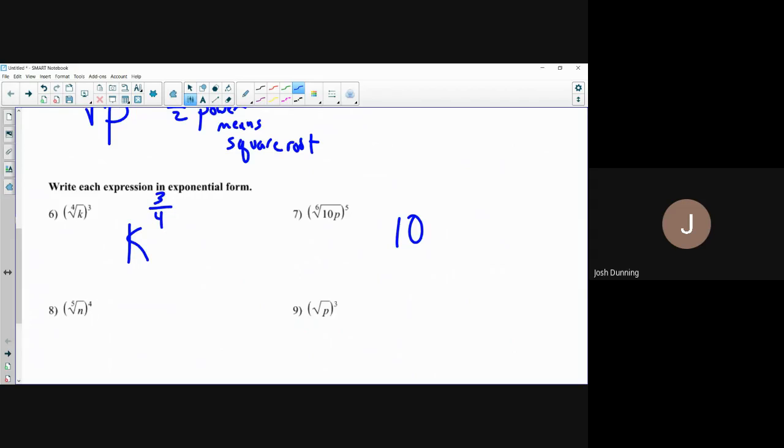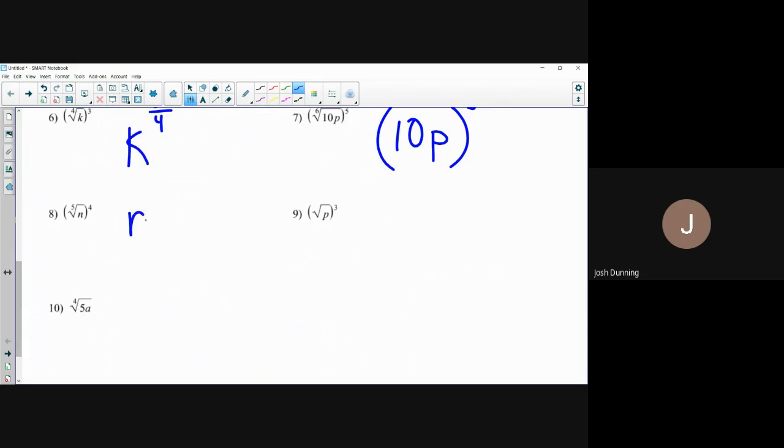On 7, that whole thing is part of the radical, so just make sure you use parentheses. It's the 6th root, so that's on the bottom, raised to the 5th power. Done. It's raised to the 4th power, so that's on top. The 5th root, so that's on bottom. Now 9, just remember, it's not written there, so it's a 2. Square root. So that's p. It's raised to the 3rd. It's a square root, so 2's on the bottom.